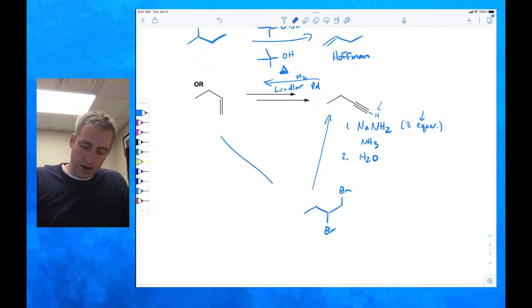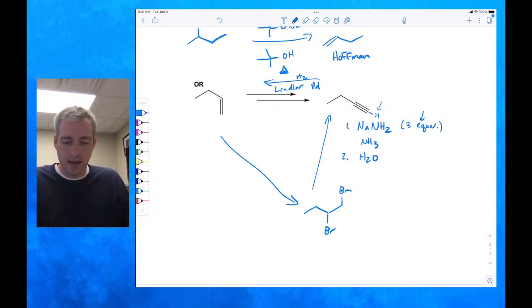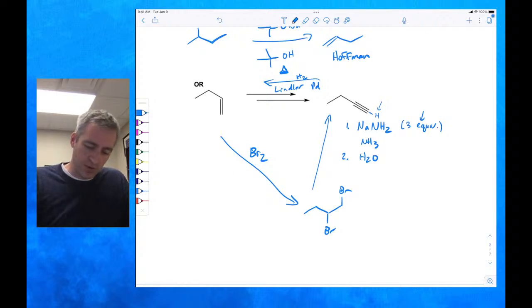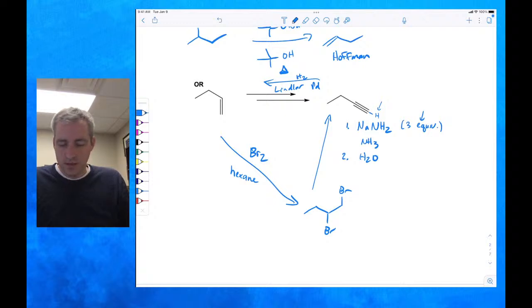Can we go from here to here now? And the answer is yes. This is a reaction that we did back in Unit 8. And so this would be like Br2 with some kind of non-nucleophilic solvent. So we're not going to use water. We're not going to use methanol. Something like hexane would be good. And that would do this overall transformation in 2 steps. Great.